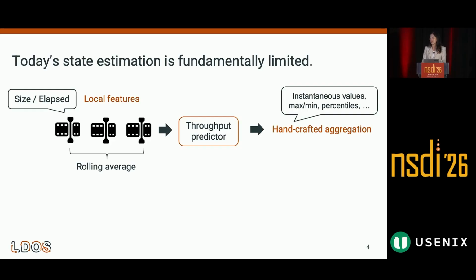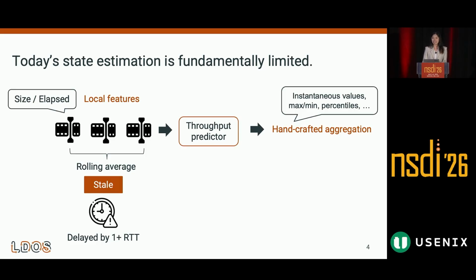There have been a lot of other examples of these handcrafted aggregations in other network control, for example, directly using instantaneous values, using max or min or percentiles. And these simplistic representations using handcrafted aggregations are actually not considering a lot of the rich context in the network. And this leads to two fundamental issues.